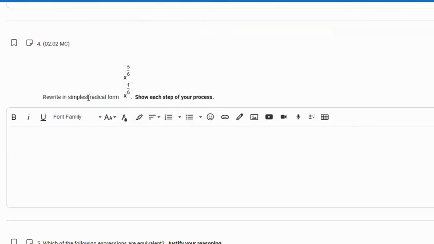Rewrite this in the simplest radical form. Again, now we've got to convert this to a radical, but use our quotient rule first, simplify that, and make it a radical.